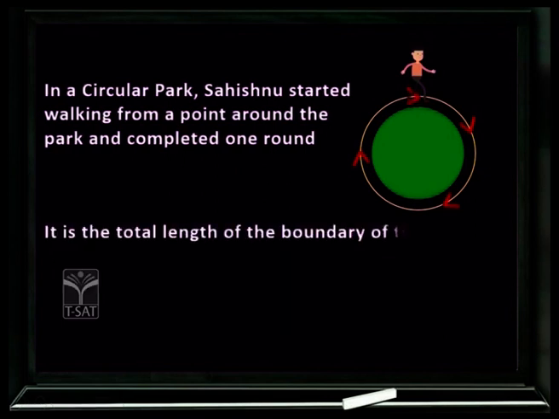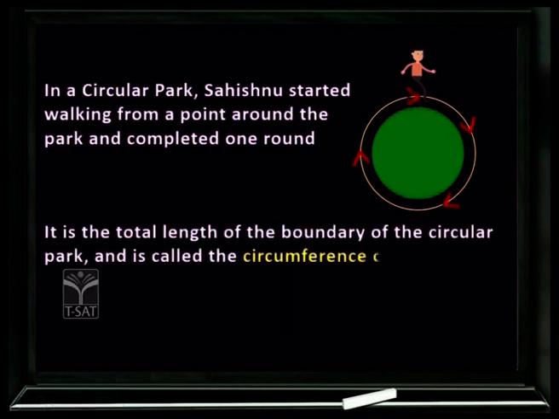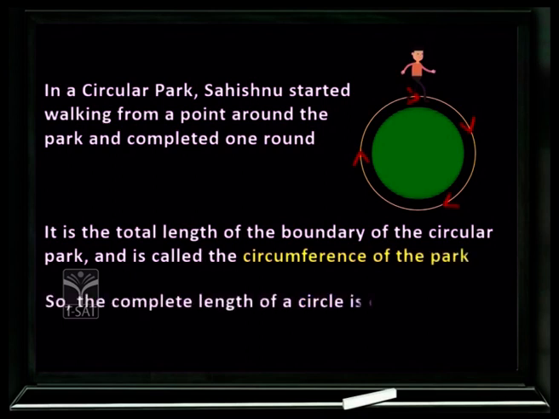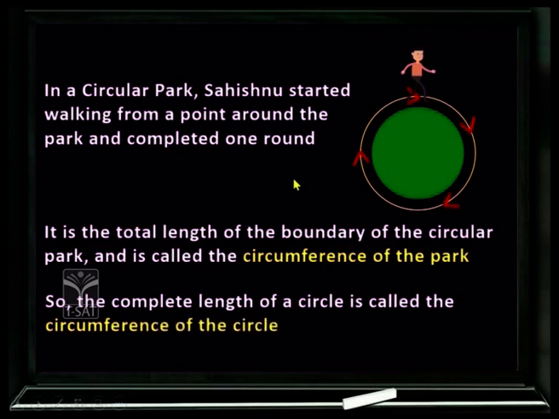It is the total length of the boundary of the circular park and is called the circumference of the park. So, the complete length of a circle is called the circumference. The length of the border of the circle is always called the circumference of the circle.